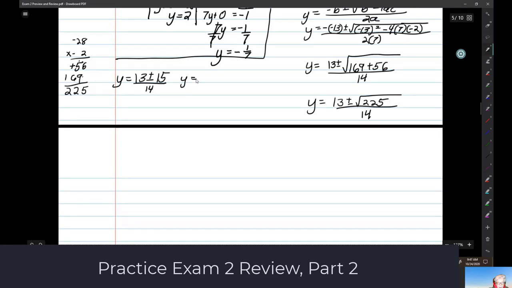So y equals 13 minus 15 over 14, and y equals 13 plus 15 over 14. So we will have negative 2 over 14, which is negative 1/7. And we will have y equals 28 over 14. So y equals 2.